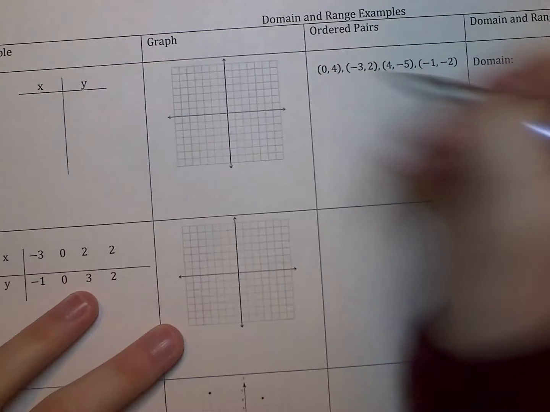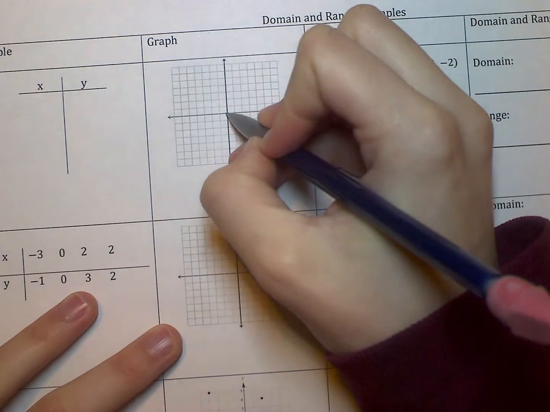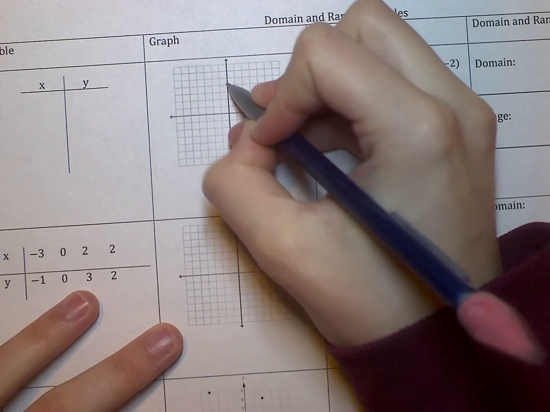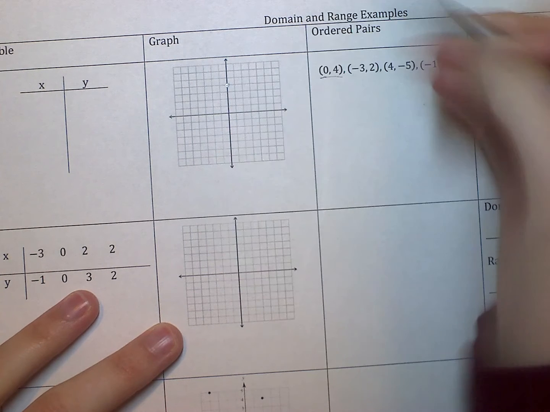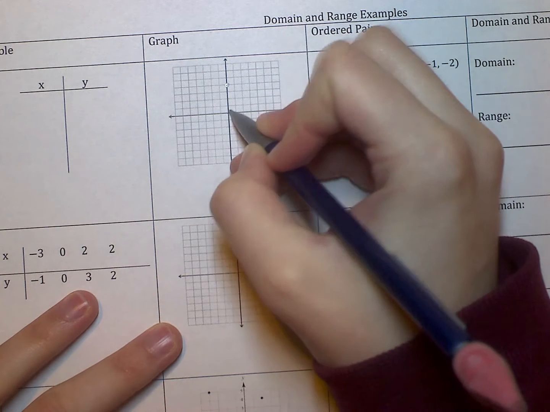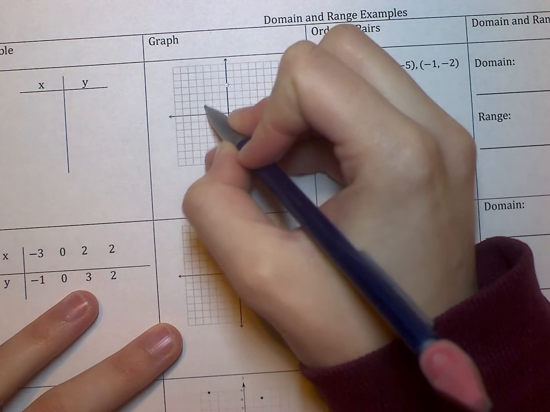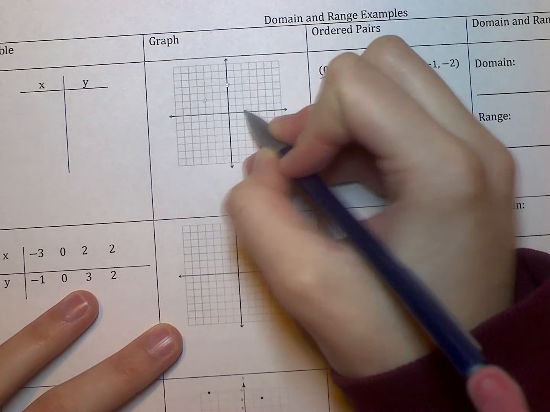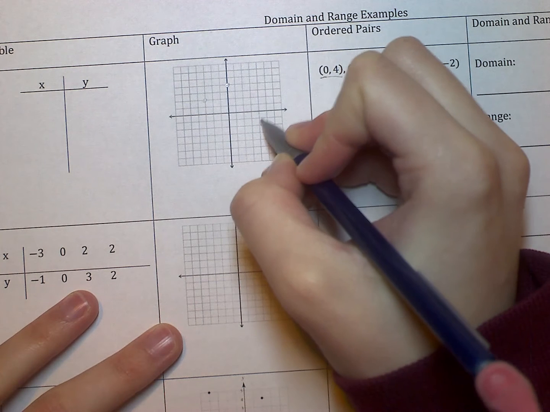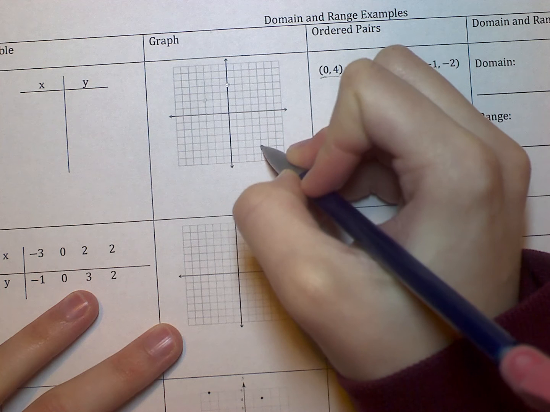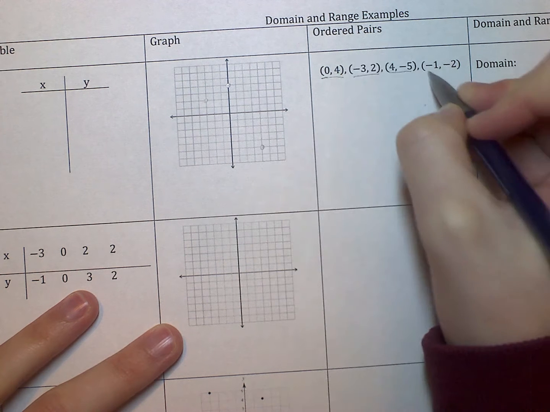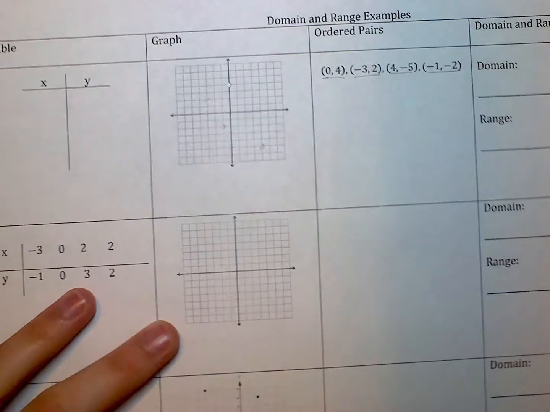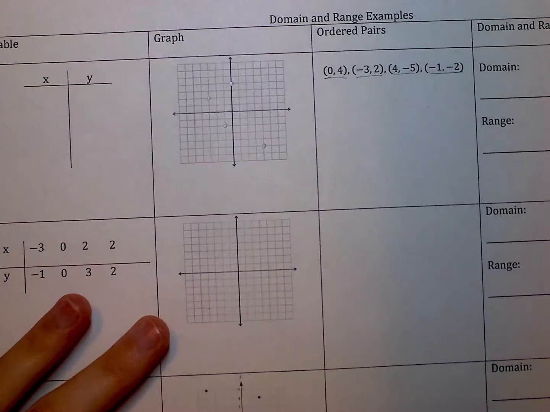So let's start with (0, 4). This means don't go left and right, just go up: 2, 3, 4. That's (0, 4). Negative 3, 2: left 3, up 2. Then (4, -5): 1, 2, 3, 4, and down 1, 2, 3, 4, 5. And (-1, -2): that's left 1, down 2. Okay, so there are my four points.